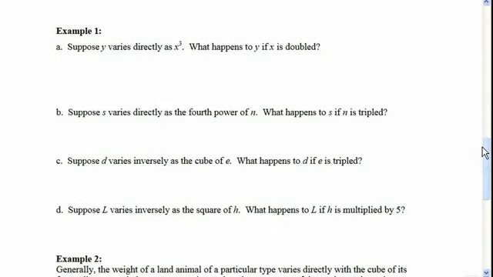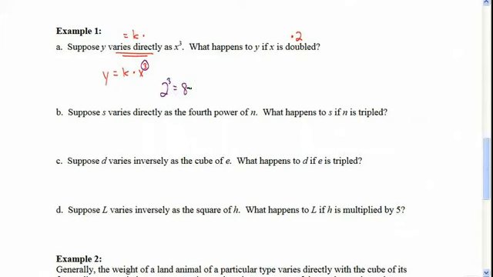Suppose y varies directly as x cubed. What happens to y if x is doubled? So if we were to write out a variation equation, remember varies directly means we're going to take k times something, so it's going to be y equals k times x cubed. When x is doubled, that means I'm multiplying it by 2. Since it's direct variation, whatever happens to x, the same thing happens to y to the nth power. Well, 2 cubed is 8.